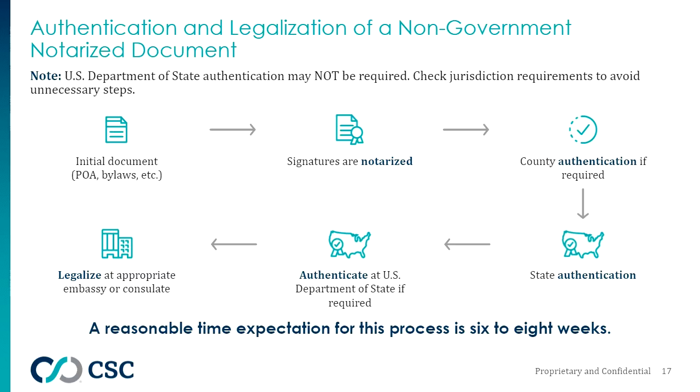Okay, so keep in mind your document has to be notarized, and then it gets submitted. If it's to a county that requires authentication, it goes to the county for authentication, and then it will go to the state for authentication. Again, not all states require the county authentication. From there, it would go to the U.S. Department of State's office for their authentication, and then it would go to the embassy or the consulate for them to legalize the document.